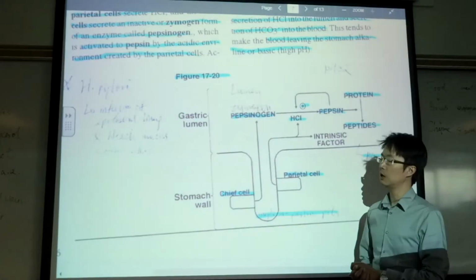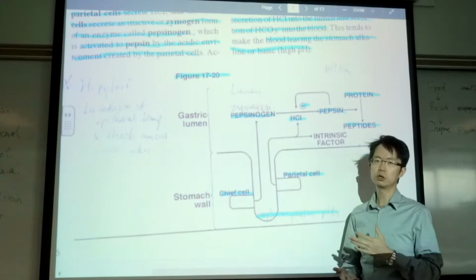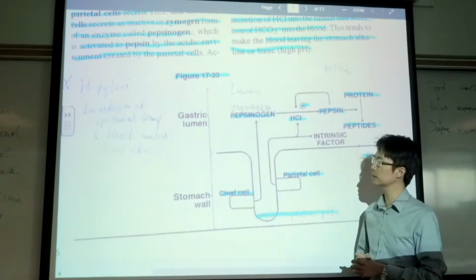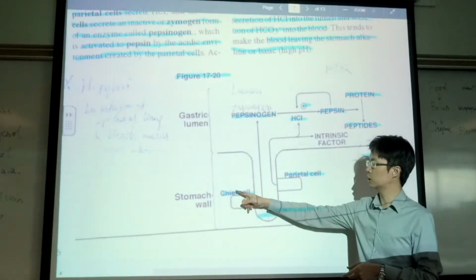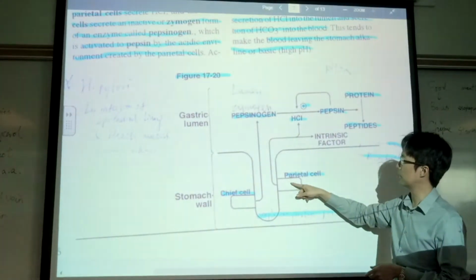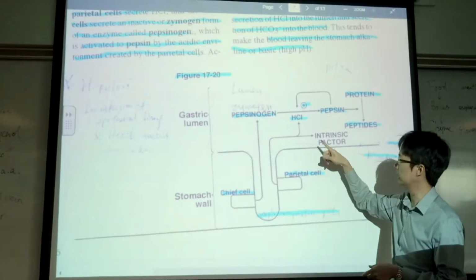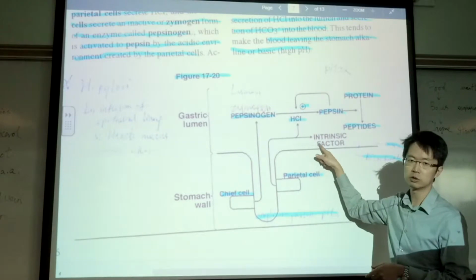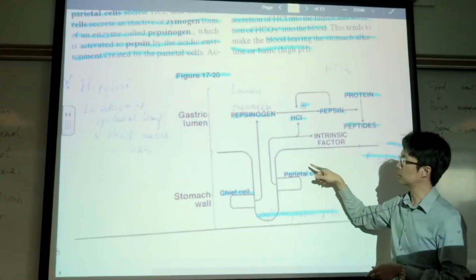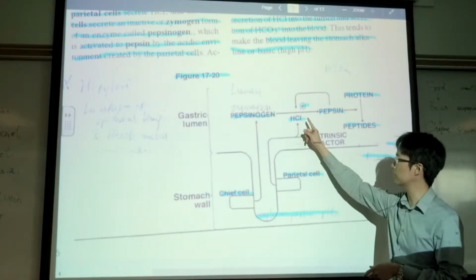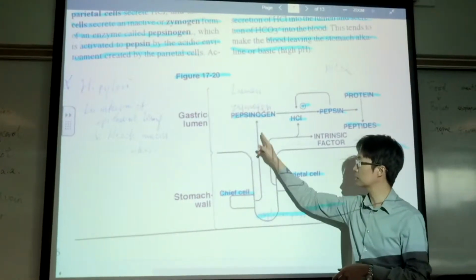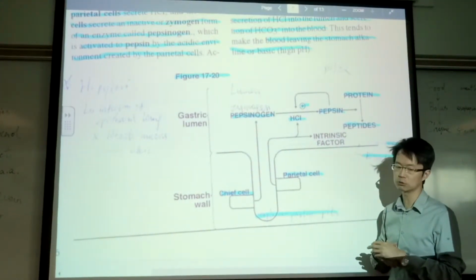So, first of all, you need to know which cells secrete pepsin, and which cells secrete hydrochloric acid. In here, chief cells secrete pepsin, and parietal cells secrete hydrochloric acid and intrinsic factor. We'll talk about the function of intrinsic factor later. But just keep in mind that parietal cells secrete HCl, hydrochloric acid, and intrinsic factor. Chief cells secrete pepsinogen.